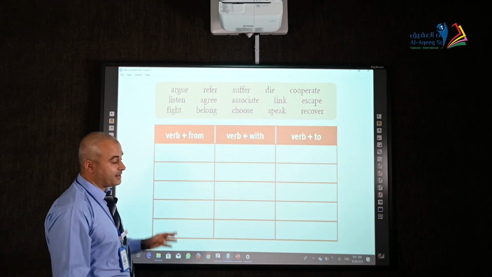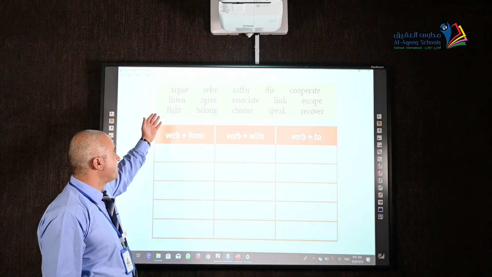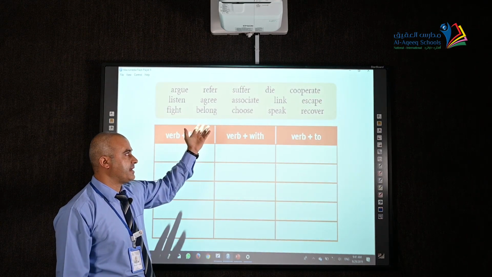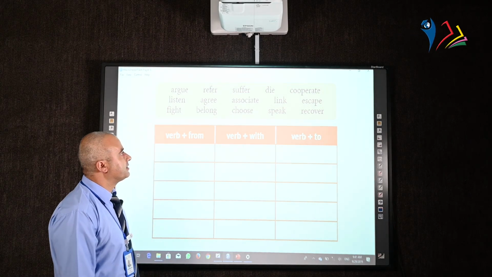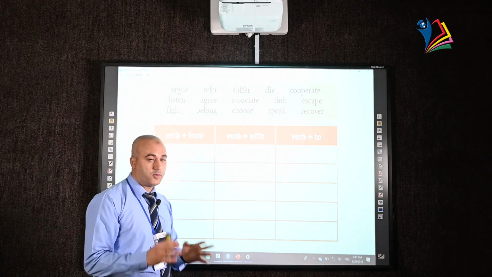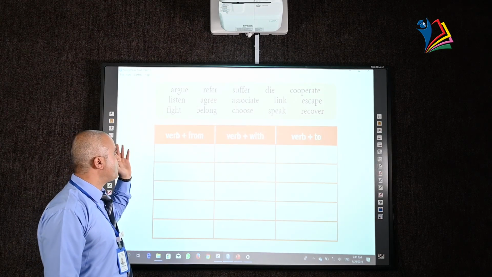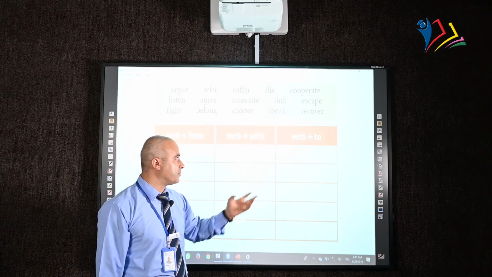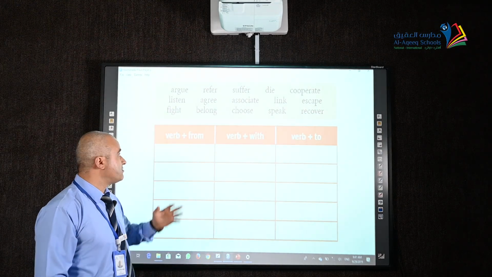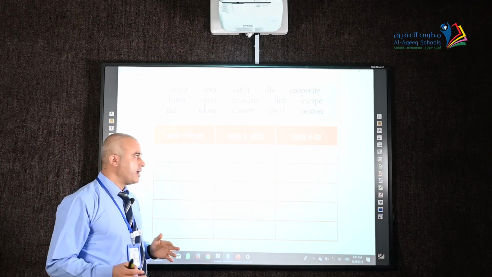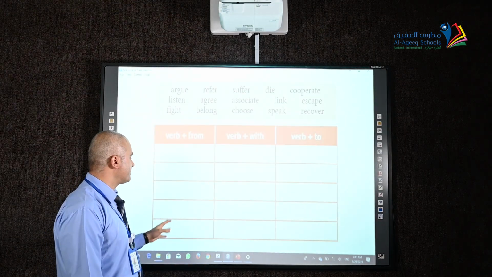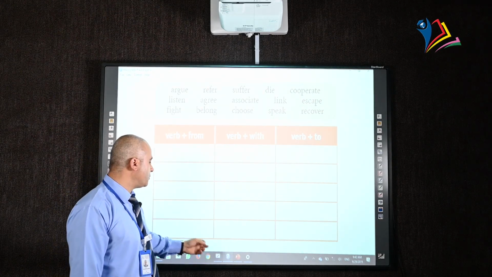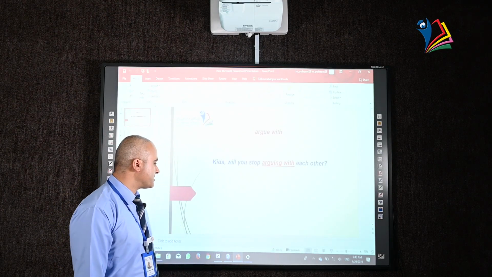We will talk about the same issue. For example, here we have many verbs: argue, refer, suffer, die, cooperate, listen, agree, associate, link, escape, fight, belong, choose, speak, recover. We have to know how to use these verbs with the following prepositions. We have today just 3 prepositions: from, with, or to. But you have to know that these verbs can also take several prepositions apart from these. Okay, but before we complete this chart, we have to look at this PowerPoint presentation.